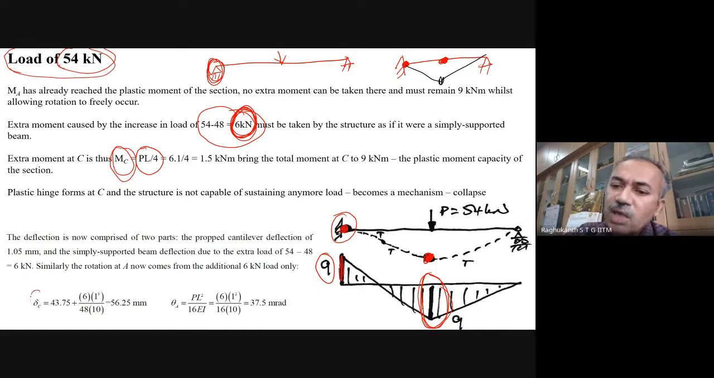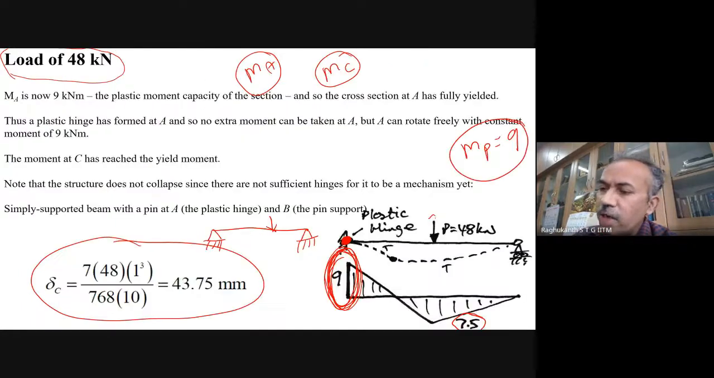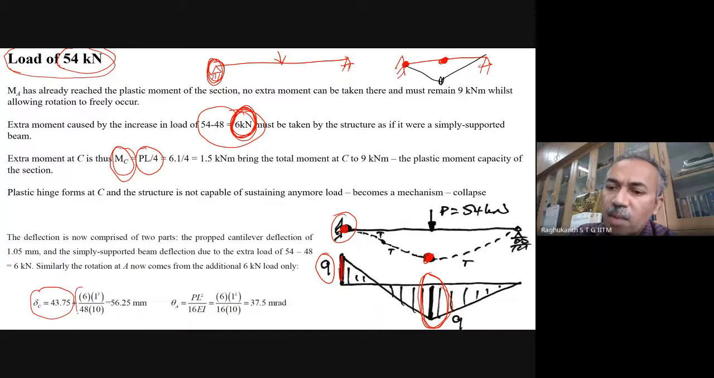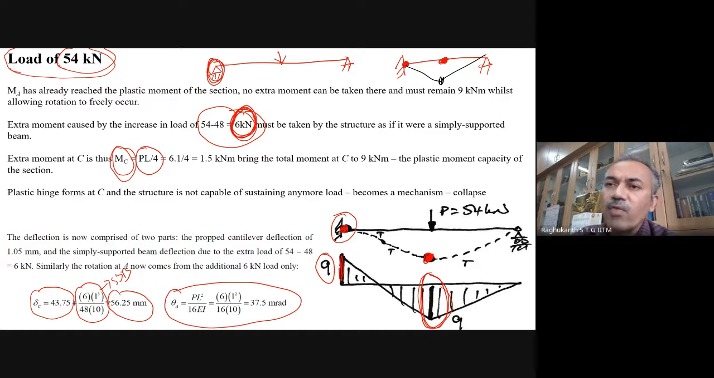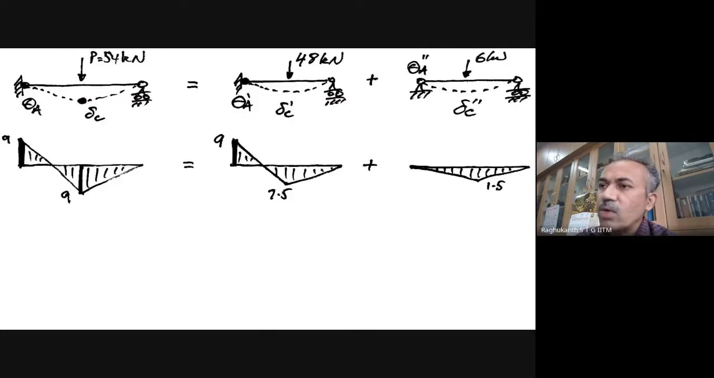Now if you try to compute the deflection, the 43.75 comes from the propped cantilever. Now the extra deflection, which is coming from here, comes from a simply supported beam. The expression is WL cube by 48 EI, which you have to use. So this additional deflection will be this value, and you can also find out the rotation at A, because it is a simply supported beam, as some 37.5 milli radians. So this is how the beam collapses, if you try to do it step by step.